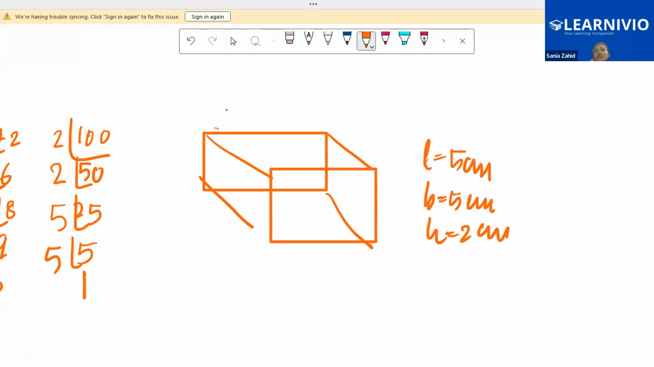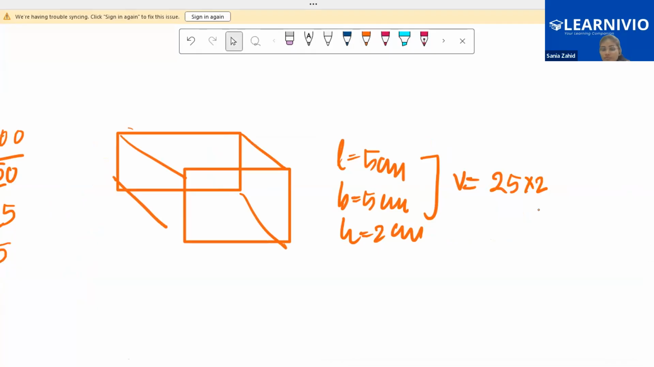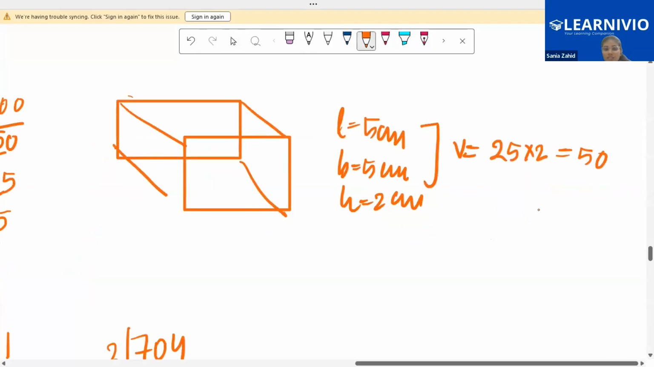Yes, ma'am. So tell me one thing, children. First of all, can you tell me how will I find the volume of this cuboid? We have to multiply length into breadth into height. So what's my answer? 25 into 2, so that's equal to 50. Now you see the cuboid, it's actually the volume, the factors of volume. The factors of 50 are 5 into 5 into 2 only, right?